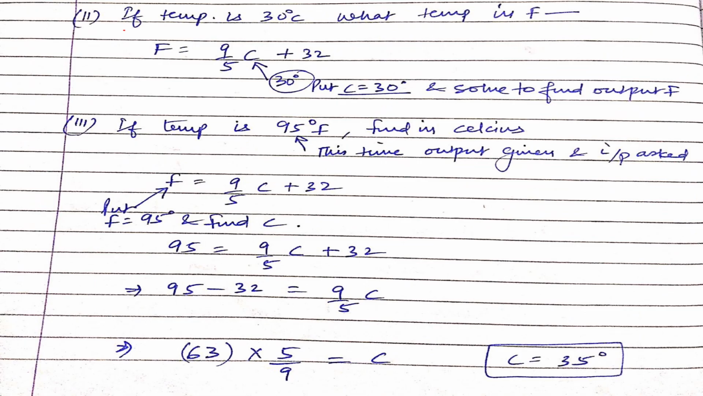Now the second part is saying if temperature is 30 degrees Celsius, what is temperature in Fahrenheit? Very easy. Given to you is in Celsius, put in C this value and obtain the value of F. So you can say it is the input given to you and you have to find the output. Very easy. Second example, the third part is if temperature is 95 degree Fahrenheit. So what they've done is they have given you the output this time. This is given to you. This is asked.